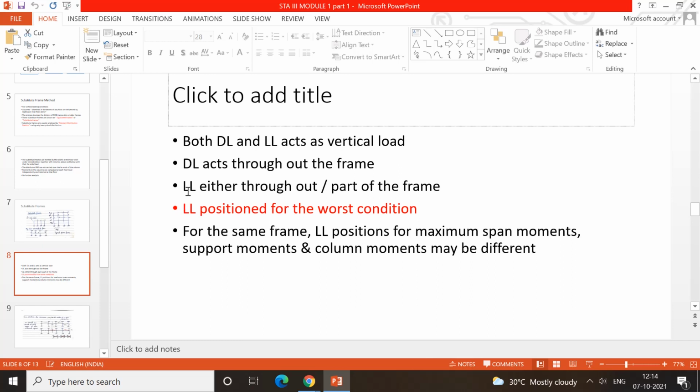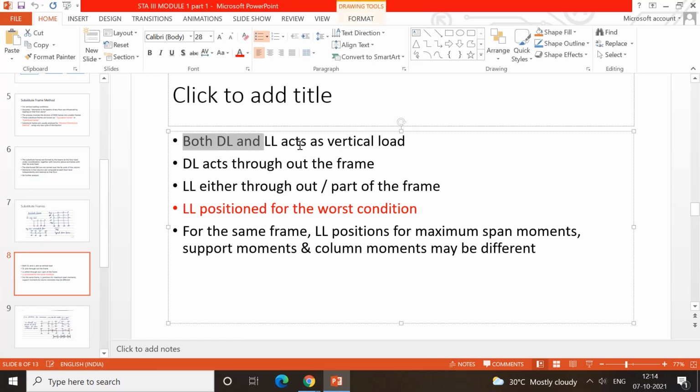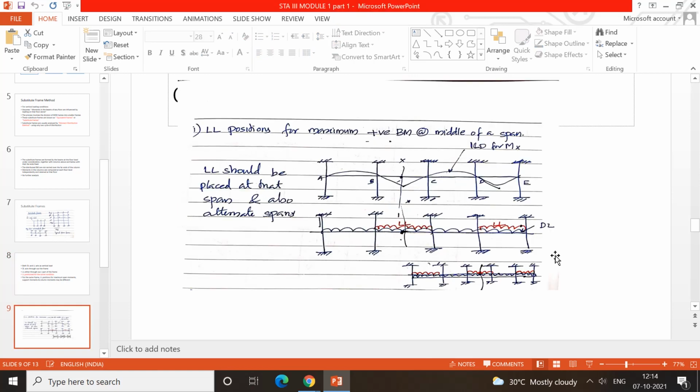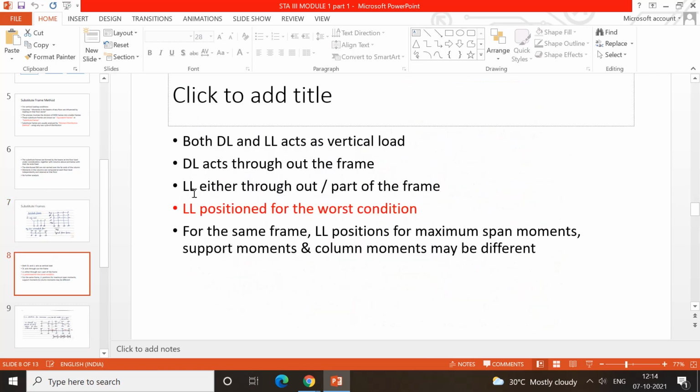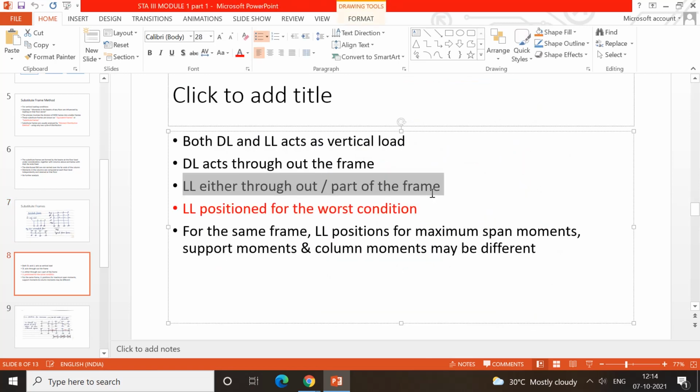Okay, and regarding the loading of the substitute frame, both dead load and live load act as vertical load. So the substitute frame method is for vertical loading or gravity loading analysis, and both dead load and live load are vertical loads, and dead load acts throughout the frame always. So whenever you consider any frame, dead load will be acting throughout the frame. Okay, and live load is either throughout or part of the frame, and we will be placing the live load for the worst condition. The live load is positioned for the worst condition. For the same frame, live load positions for maximum span moments, maximum support moments, and column moments may be different.